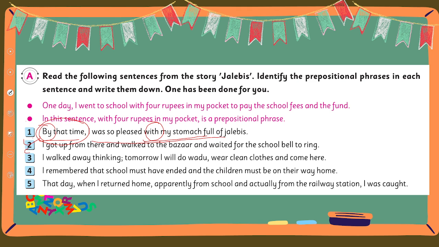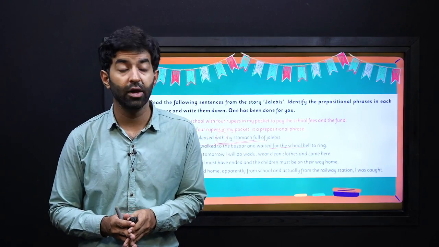Second one is, "I got up from there and walked to the bazaar and waited for the school bell to ring." Now, from and for. "For the school bell to ring," or we can find "from there." So you can find your prepositional phrases.